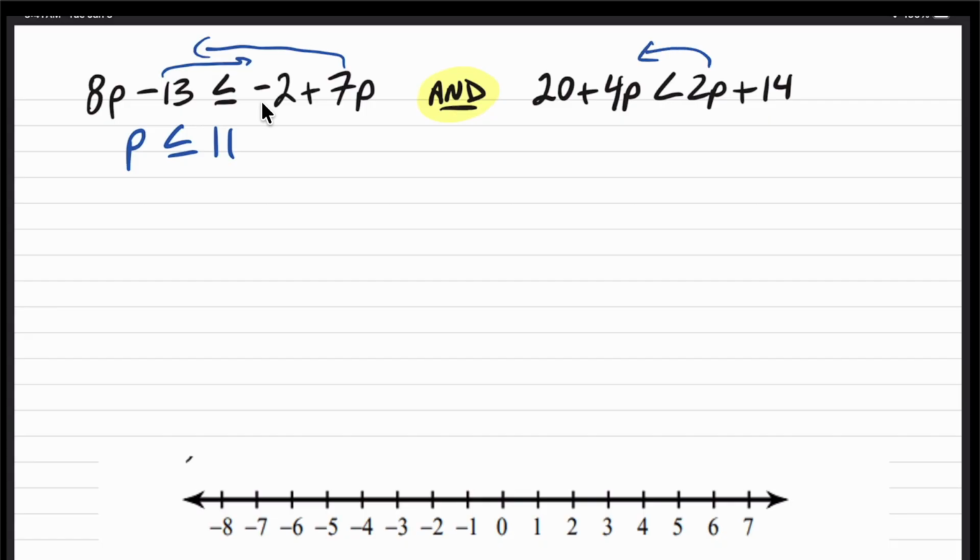Here we're going to move the 2p over. We're going to end up with 2p is less than. We'll bring the 20 and subtract it. We're going to have negative 6. We're going to divide both sides by 2. We're going to have p is less than negative 3.